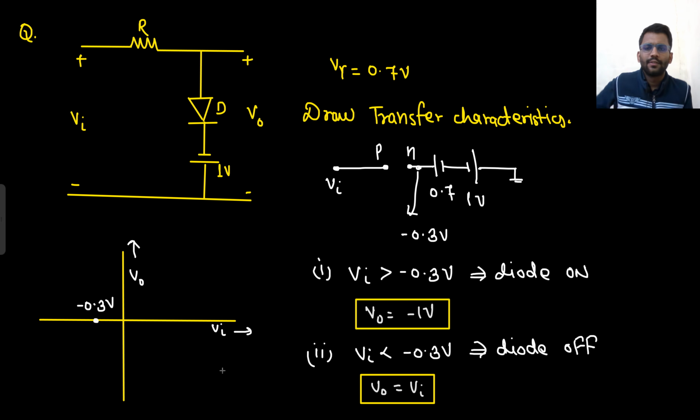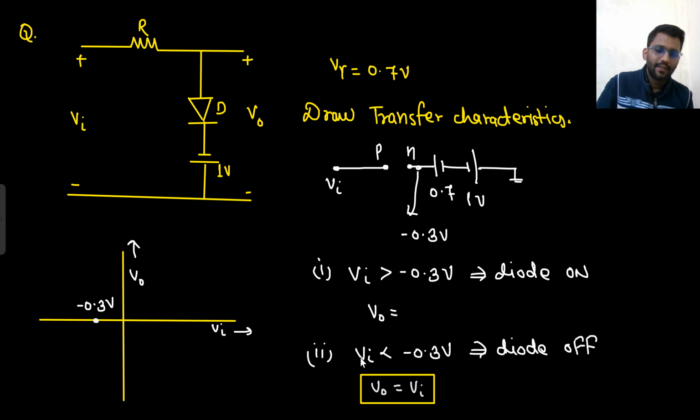Sorry. Okay. There is this mistake. What will be V out here? If diode is on, what will happen at the output? This diode will be replaced with the 0.7 volt battery, right? And here it will be minus 1 volt, and this will be a 0.7 volt battery, and this is your V naught.